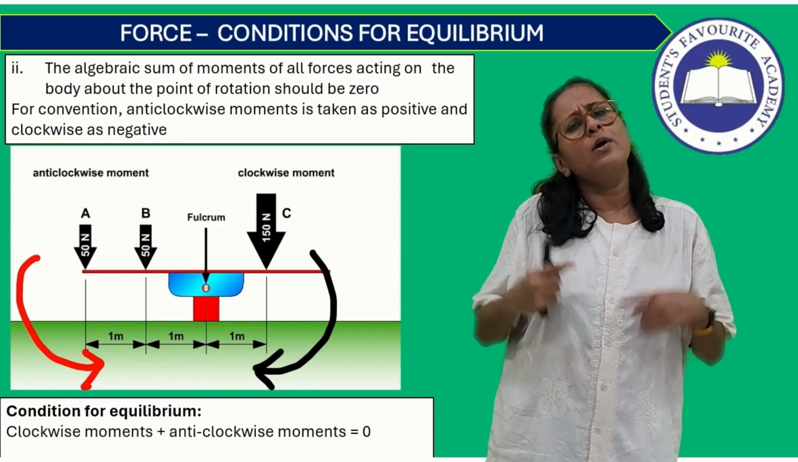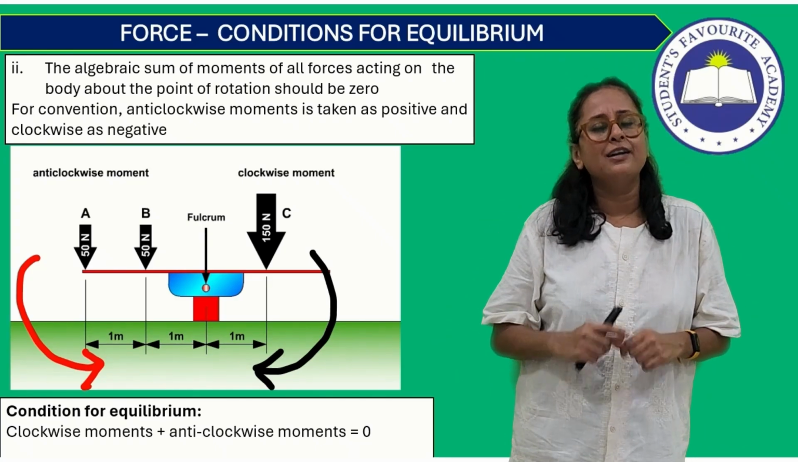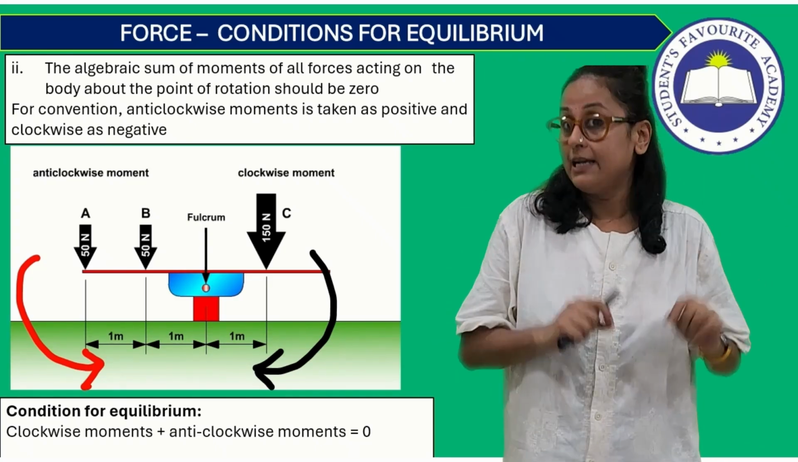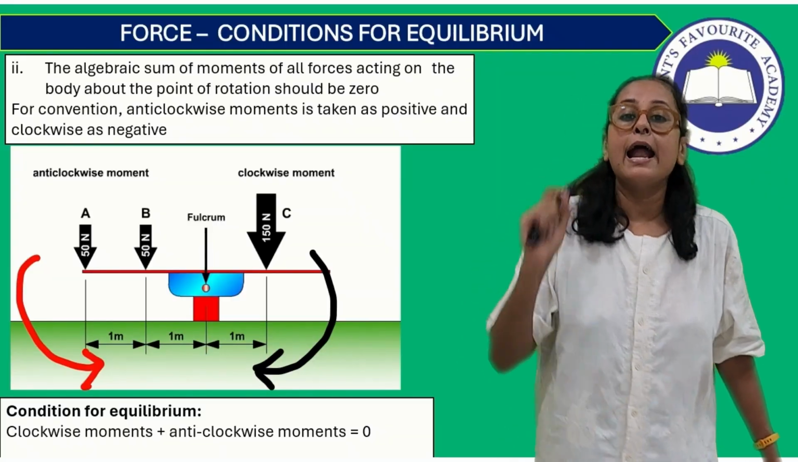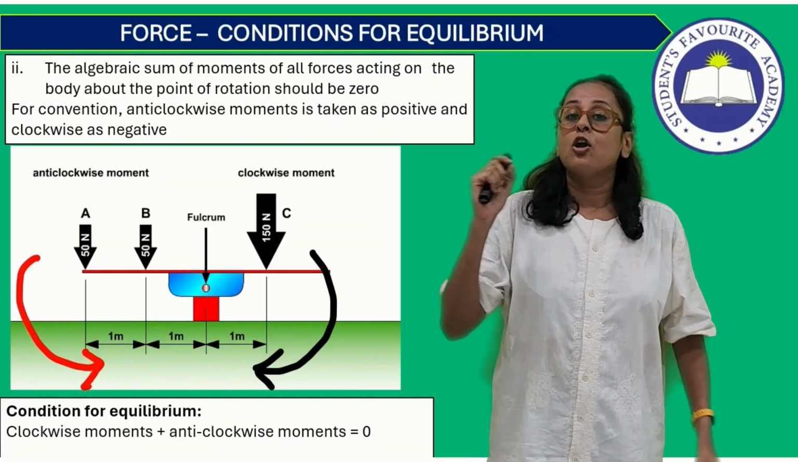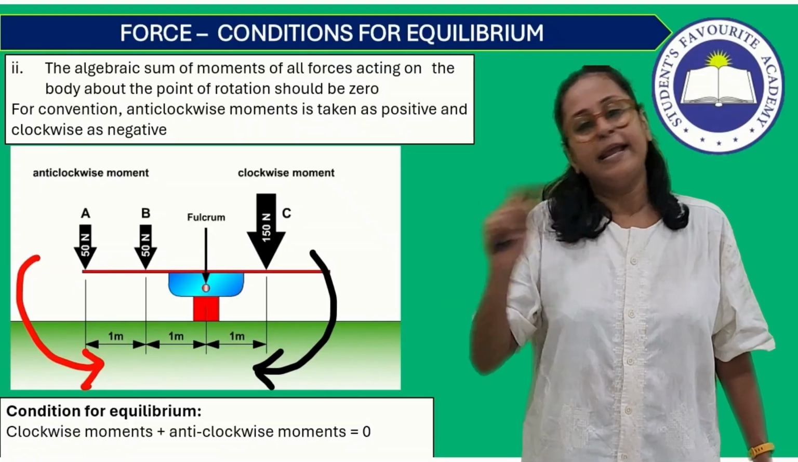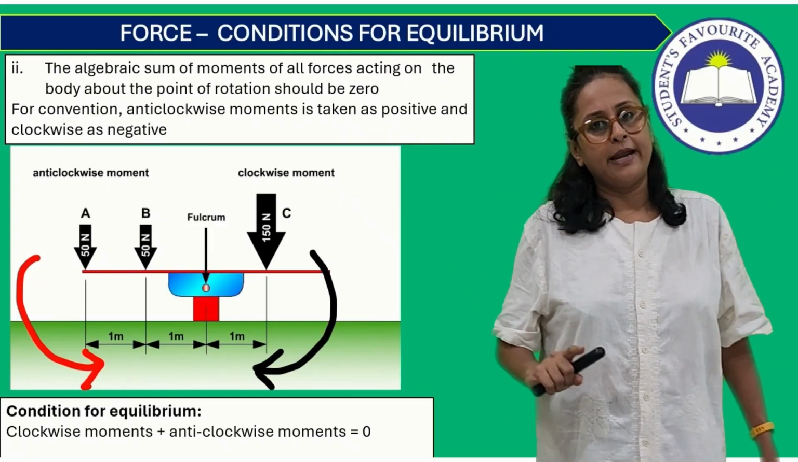Now how do we do an algebraic addition? To do an algebraic addition, we need to take a sign convention. And what is the sign convention? Remember this: anti-clockwise is always positive, clockwise is always negative. Let us look at this example and understand what I am trying to say.